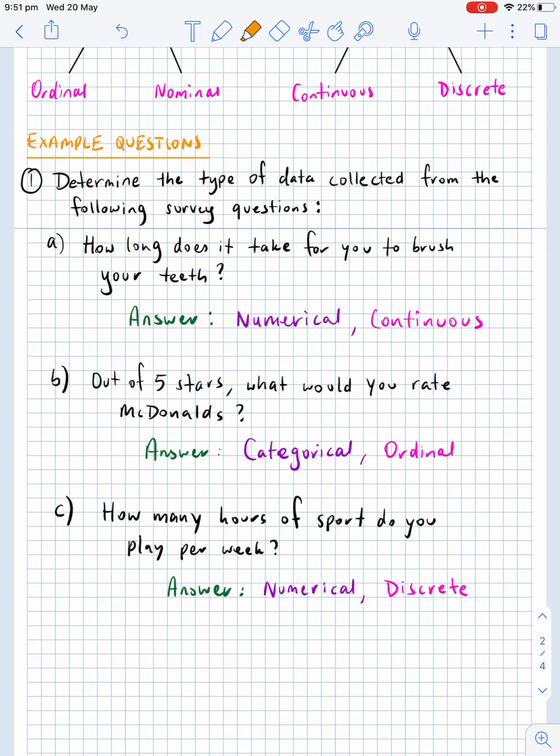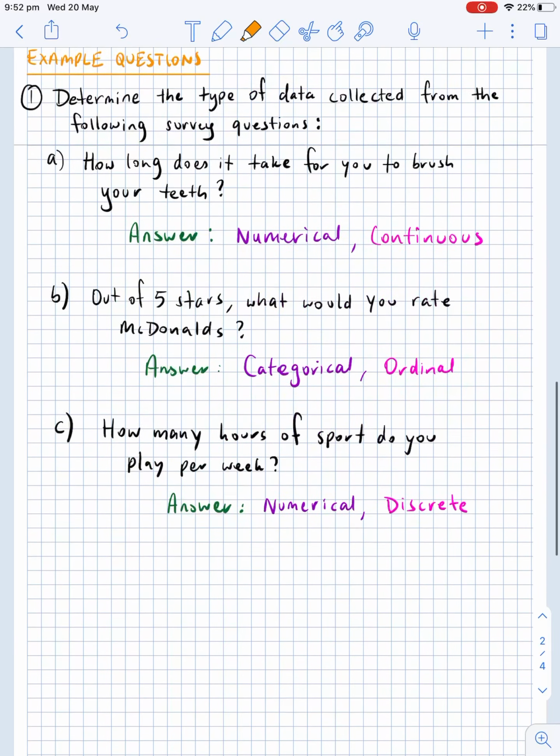Question B, out of 5 stars, what would you rate McDonald's? With this sort of question, you have to think to yourself, are we picking a category or are we measuring or counting this? Out of 5 stars, what would you rate it? You're pretty much picking a rating out of 5. Because you're picking this sort of data, it's definitely going to be categorical. You're picking one of the 5 stars, it could be 1, 2, 3, 4, or 5 stars. And your possible answers definitely have an order. 1 to 5 has a very specific order. So it's going to be categorical ordinal.